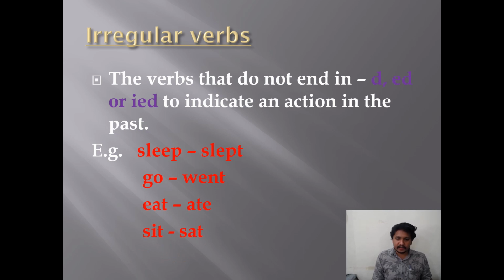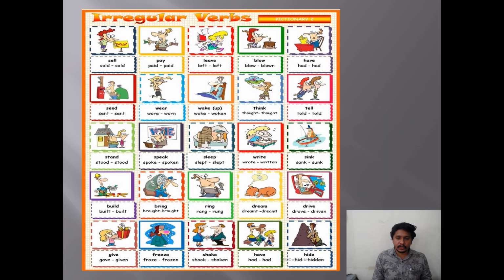Sit, sat. Two different words are there. Sit is the present form of the verb and sat is the past form. So these are examples of irregular verbs. Sell, sold. Pay, paid. Leave, left. Blow, blew. Have, had. Send, sent. Wear, wore. Wake, woke. Think, thought. Tell, told. To form the past form of the verb, we have to use some other words. That type of verbs are called irregular verbs.